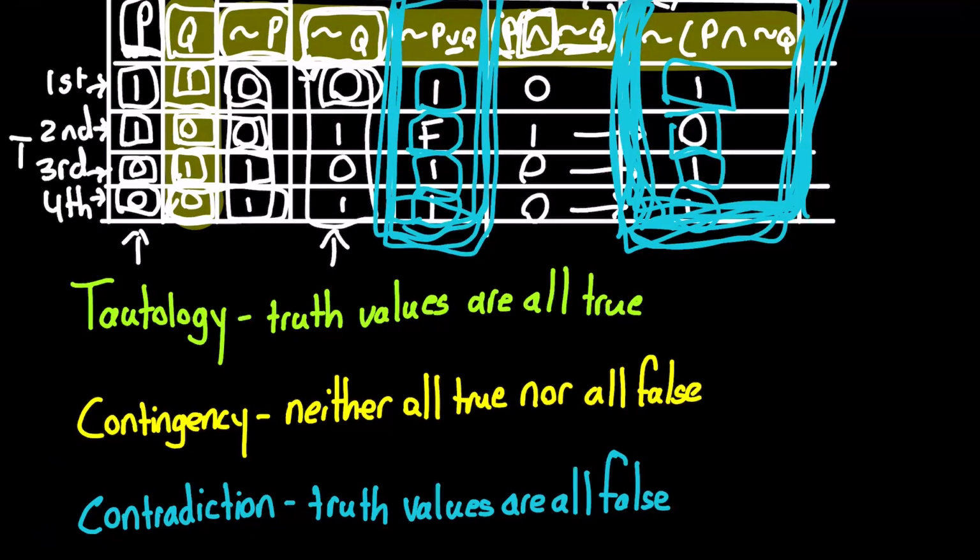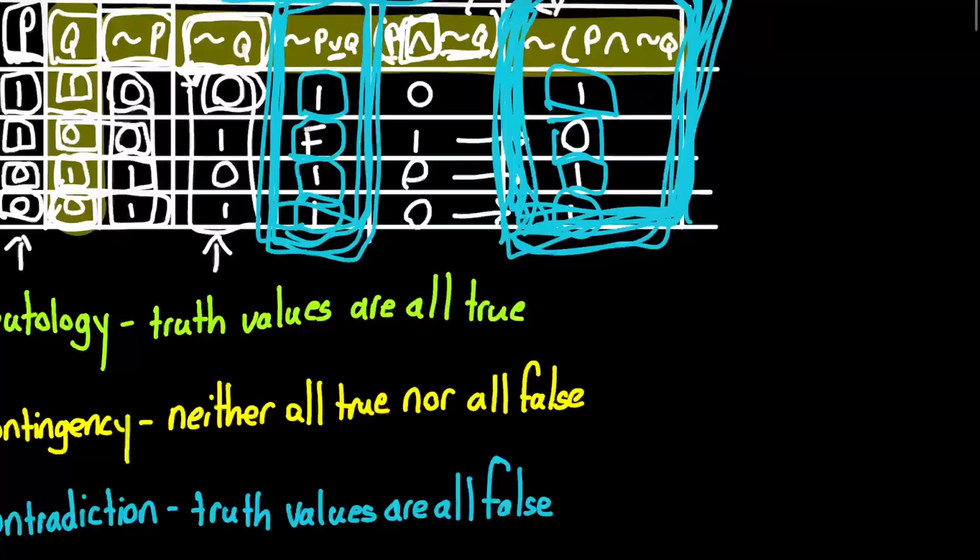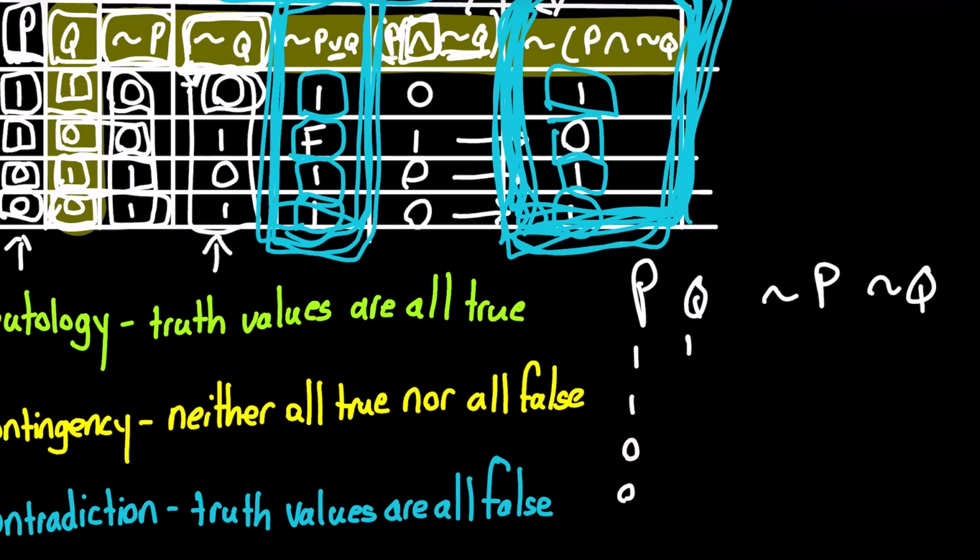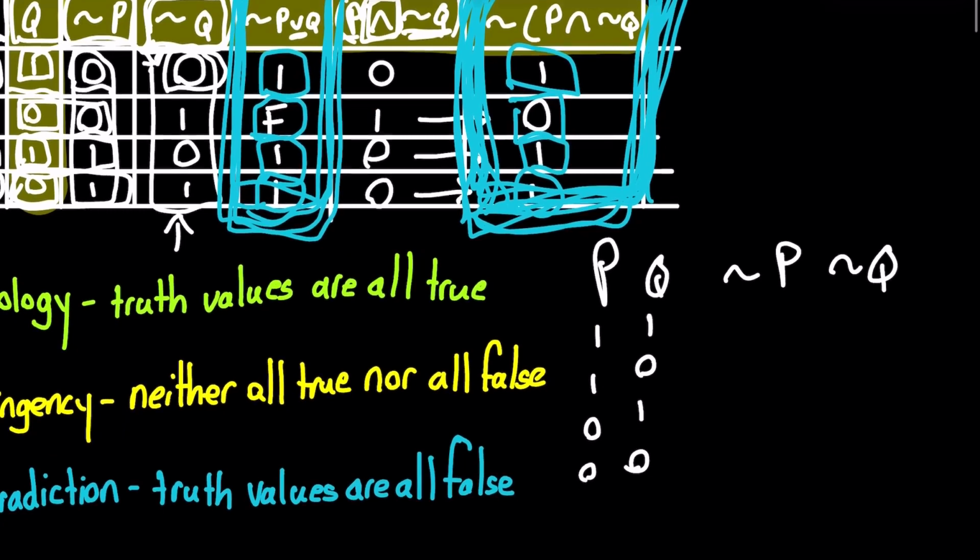We're just going to go through these three things, very easy things to remember. So a tautology is when all truth values are true. So if we had, for example, P, Q, negation of P, negation of Q. So that's 1, 1, 0, 0, 1, 0, 1, 0. So negation of P is going to be 0, 0, 1, 1.